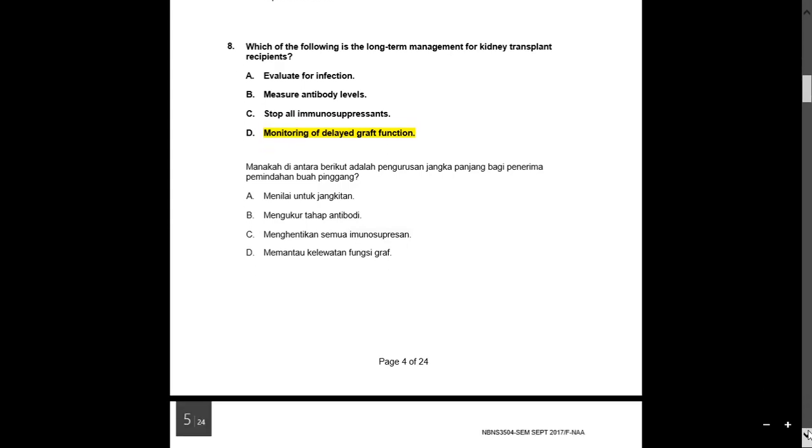Then question number 8. Which of the following is the long-term management for kidney transplant recipients? Answer A, evaluate for infection. Answer B, measure antibody levels. Answer C, stop all immunosuppressants. Answer D, monitoring of delayed graft function.